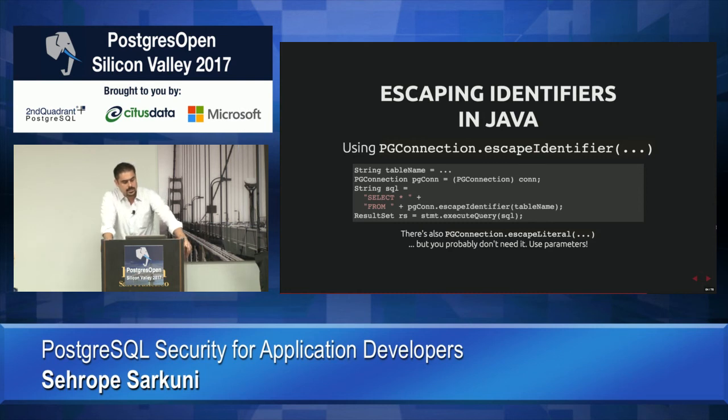What that means is you call a function, which in Java is called escape identifier, on the connection. If you give it a table name, it'll give you back the table name in a way that you can inject into a SQL statement that would be properly coded. So if that table name has spaces in it, it'll wrap it in double quotes. If it has quotes inside of it, it'll escape those quotes. And this function is part of the connection on the PG connection class.